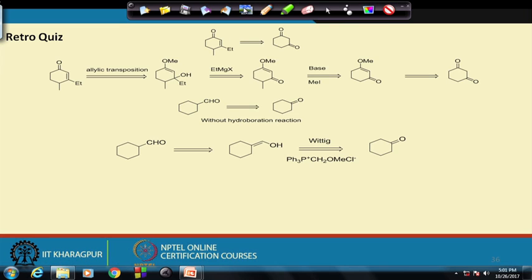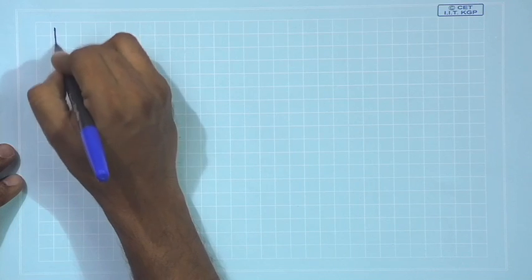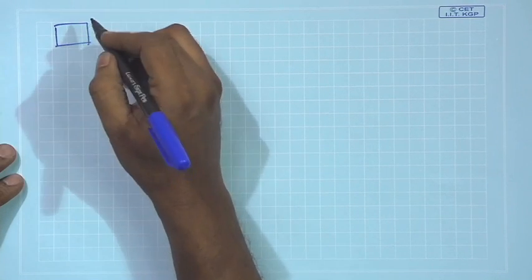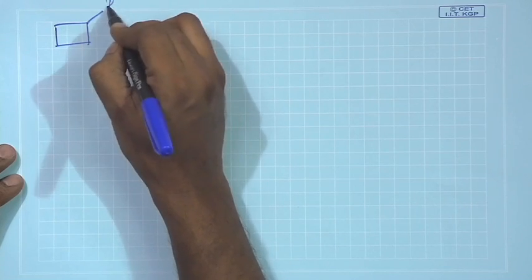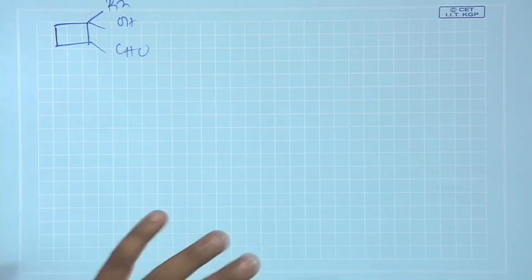We will probably try to have a similar kind of problem. Let us see how the next problem comes. Next problem, if it comes, then you can discuss. The next problem is a pretty simple one. We will try to go a little bit faster. It is basically a cyclobutane-containing compound, BnOH CHO. We do a retro, very straightforward.